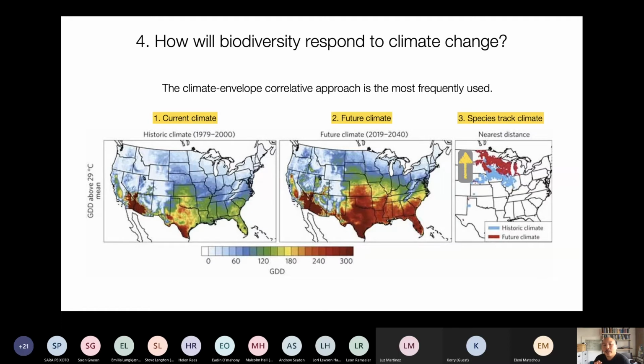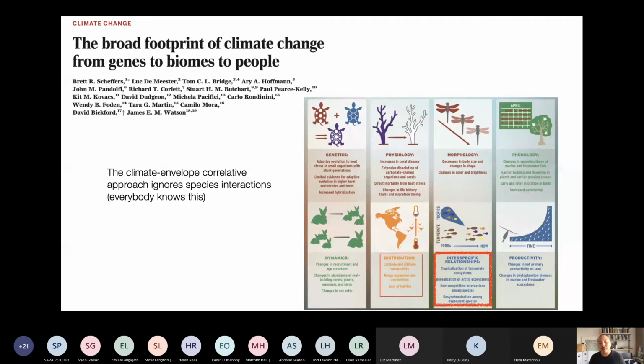The standard way of trying to predict how species will respond is something called the correlative approach, which is that you have a current climate with climate envelopes, and you have a future climate. Then you have a species distribution now, and you move its distribution in line with its climate envelope. This correlative approach is the most frequently used because that's the kind of data that we have.